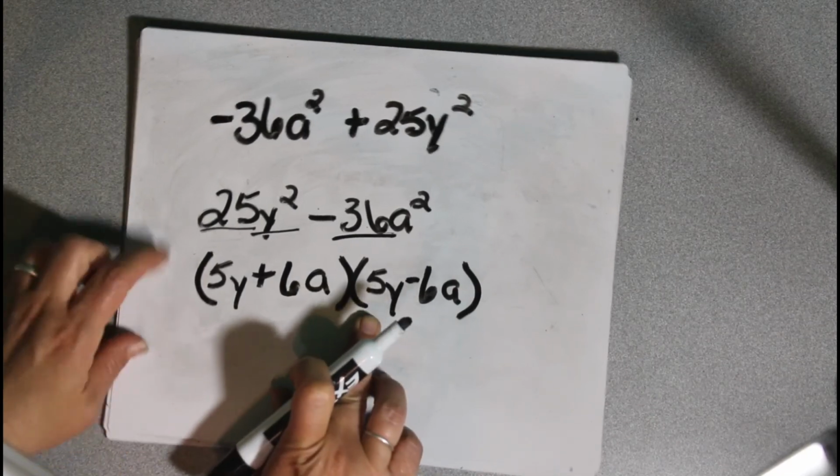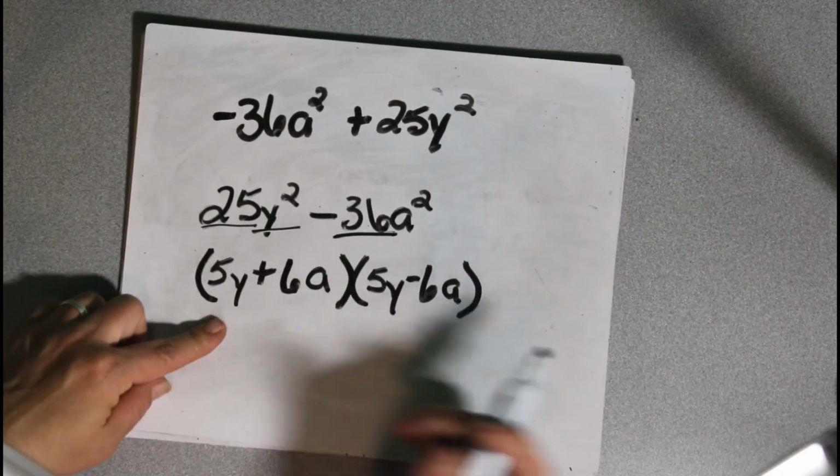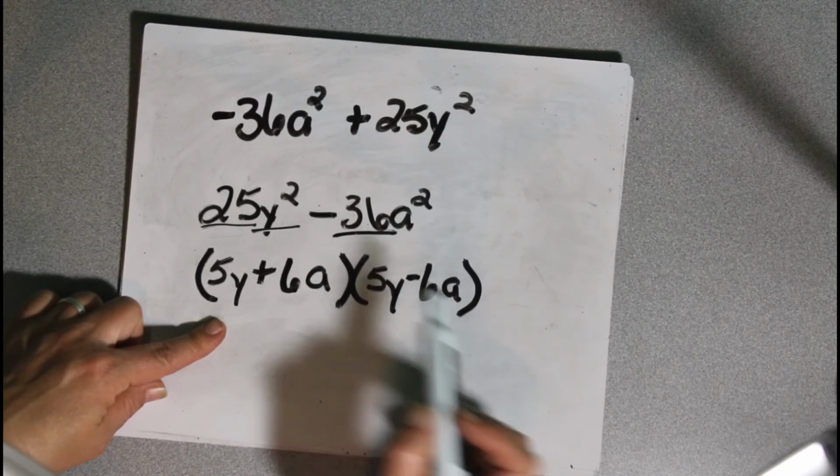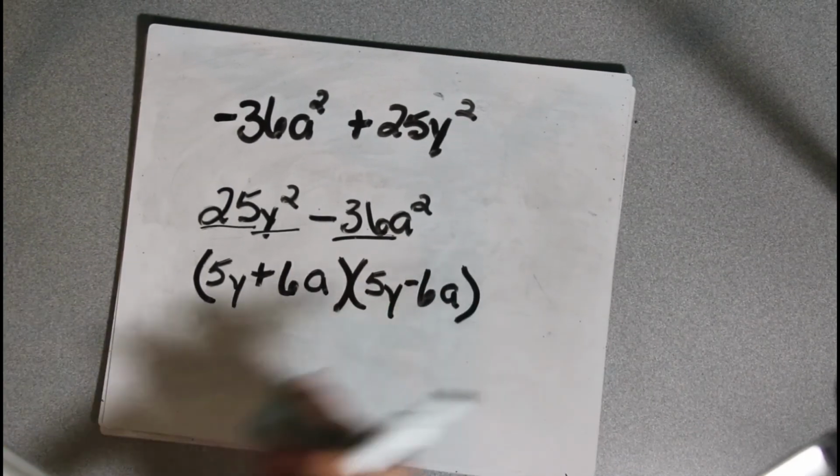Because we know 5 times 5 is 25. Y times y would be y squared. 6 times 6 is 36. And a times a is a squared.